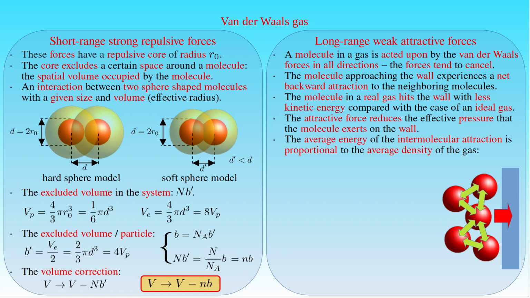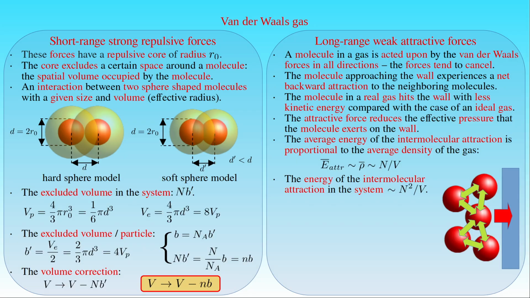This local density can be approximated by the average density ρ bar of the gas, that is the number of molecules N per the volume V of the container. The total energy of attraction for N particles in the system is then proportional to N squared over the volume V. This mutual attraction of the molecules leads to a reduction in volume at the same pressure, acting on the molecules like an additional pressure-like term.